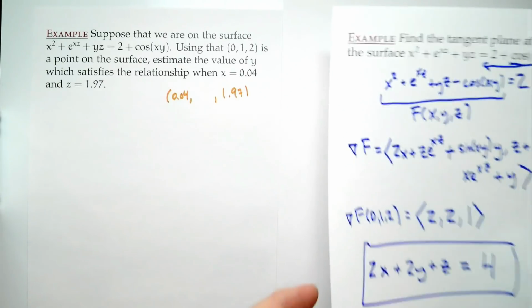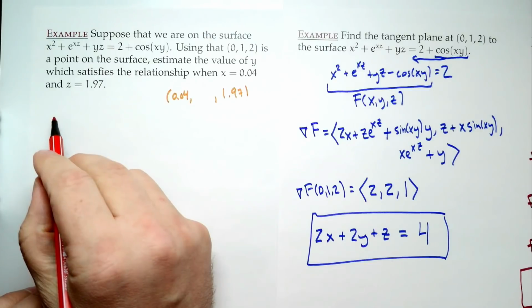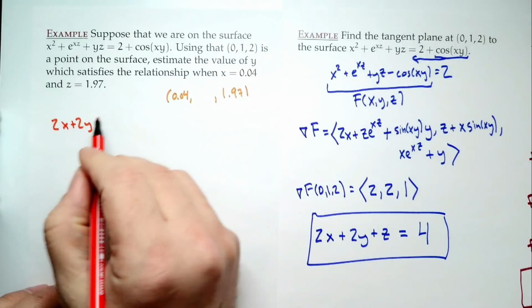Now, because we did a problem last time, we can just recall it. The problem we did last time is we said, suppose you have that surface. In fact, it's the exact same surface. This is recycling. Yes, mathematicians are environmentally friendly. We recycle. All right, so it's the same surface, and lo and behold, the same point, 0, 1, 2, and so we can say that the tangent plane is 2x plus 2y plus z equals 4.